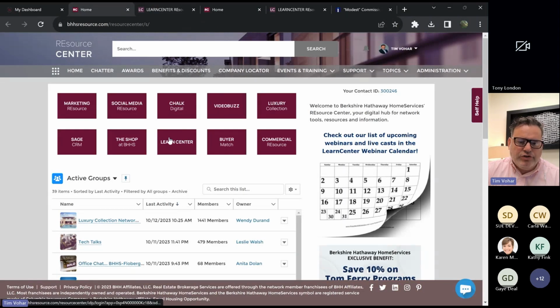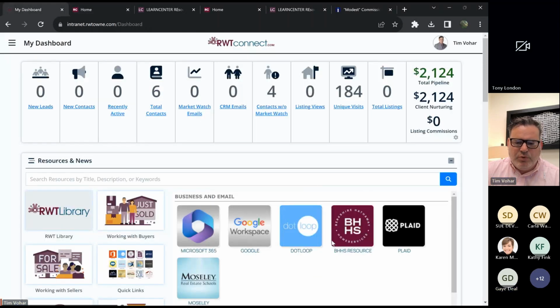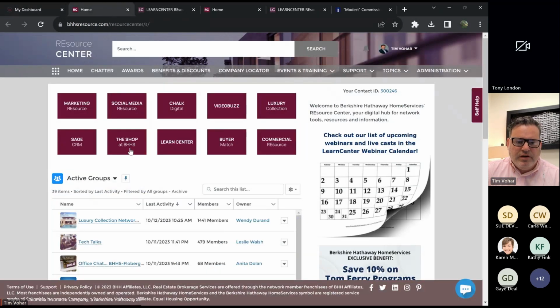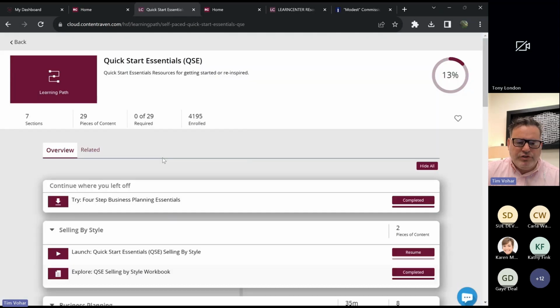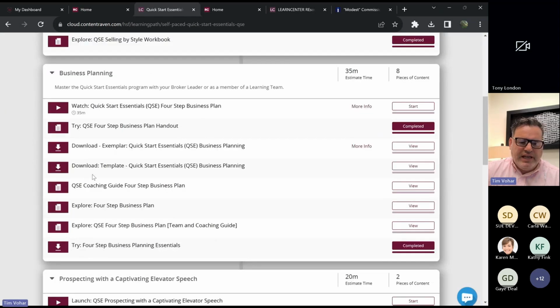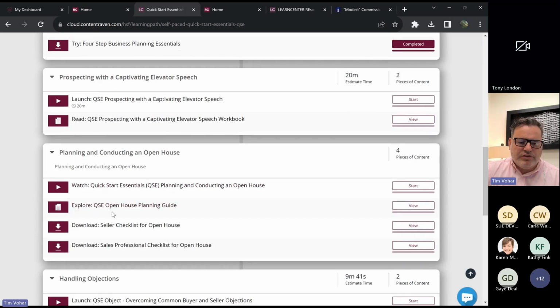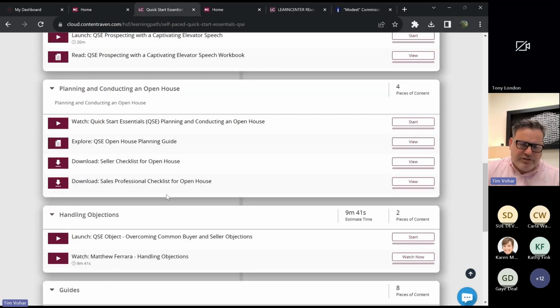You're going to click on the Learn Center button within the resource, and that starts with the dashboard. So RWT Connect, come to the Resource Center. Once you're in the Resource Center, you're going to come to the Learn Center. In the Learn Center, you're going to type in Quick Start, and that's going to bring up the learning path for Quick Start Essentials. That's going to bring you into the business planning and the different scripts and dialogues. Open house is there too. It's beneficial for meeting people.